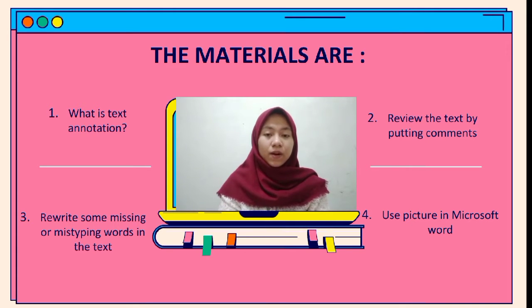Besides that, there are also learning objectives. In this learning scenario, there are 4 of them, which are: 1. To know the definition of text annotation. 2. To know how to put a comment and the types of comments inside the text. 3. To find out the weaknesses and the strengths inside the text. And 4. To know how to put and use a picture inside Microsoft Word.